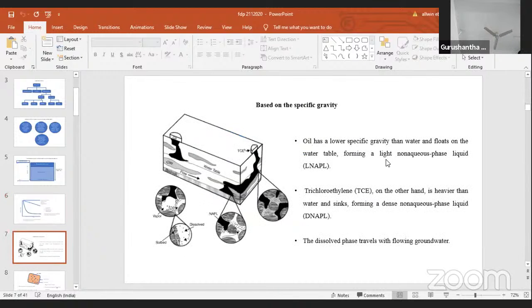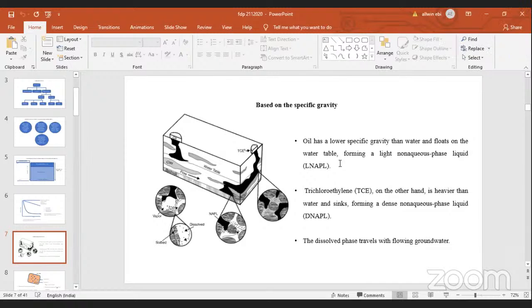Another important parameter is specific gravity. Based on it, the level of the liquid effluents will differ in the wastewater. For example, oil has a very low specific gravity compared to water. Because of that, once the water is contaminated by oil, the oil is always present on the surface of the water, not beneath it. Based on the specific gravity of the liquid effluent, the place where it is present will differ. On the other hand, trichloroethylene is much heavier than water, so it sinks inside the water and is called a dense non-aqueous phase liquid.